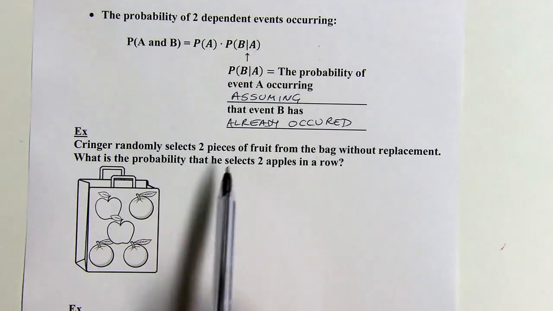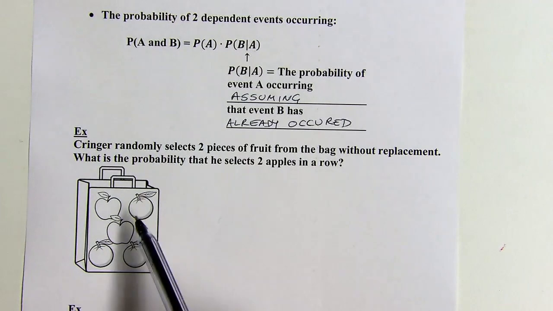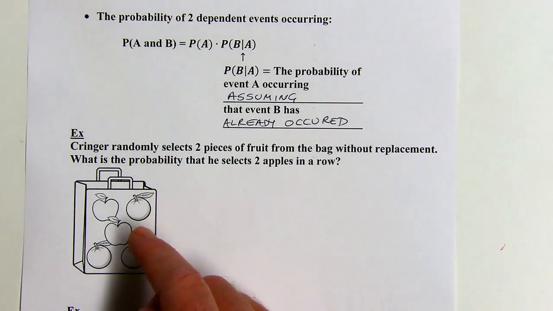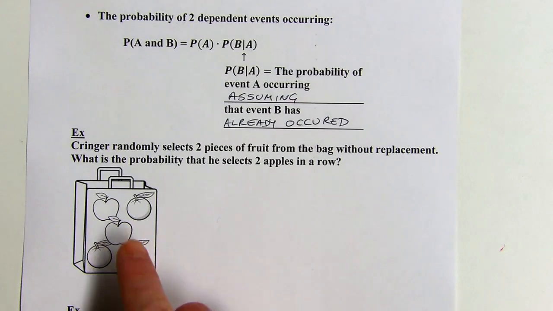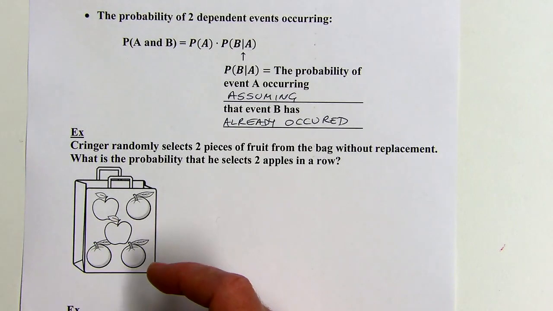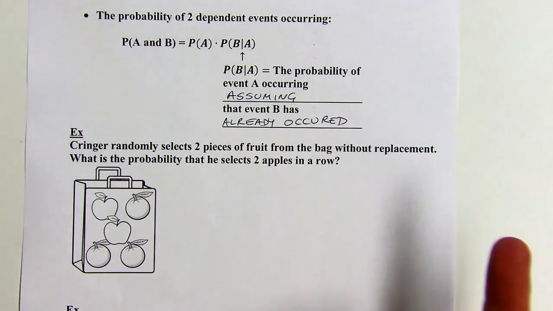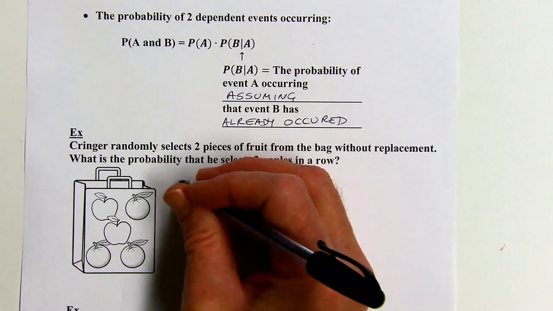So Cringer randomly is going to select 2 pieces of fruit from the bag without replacement. So Cringer's going to reach his hand in, pick out one of the pieces of fruit, but then he's not going to put it back in the bag, and then he'll choose a second one. So whatever he chooses on his first pick is going to affect the contents of the bag, and that means it's going to affect the probability of whatever else coming out on his second take. So that's why these are going to be dependent, okay, because we're not replacing the fruit.